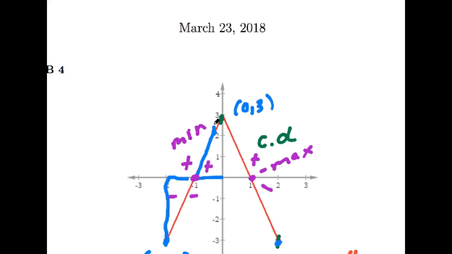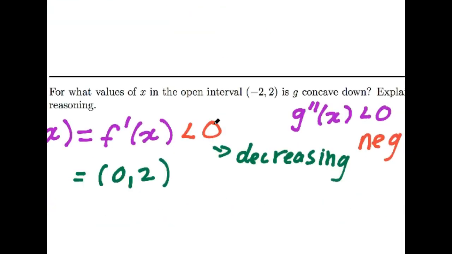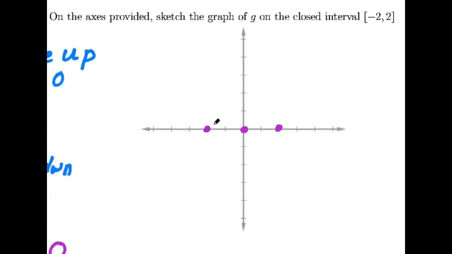So let's try to draw this. From negative 2 to 0, we have concave up, and at 1 we have a minimum somewhere, and then a maximum somewhere up here for positive 1. So our graph is going to look something like this, as a general sketch of that graph.